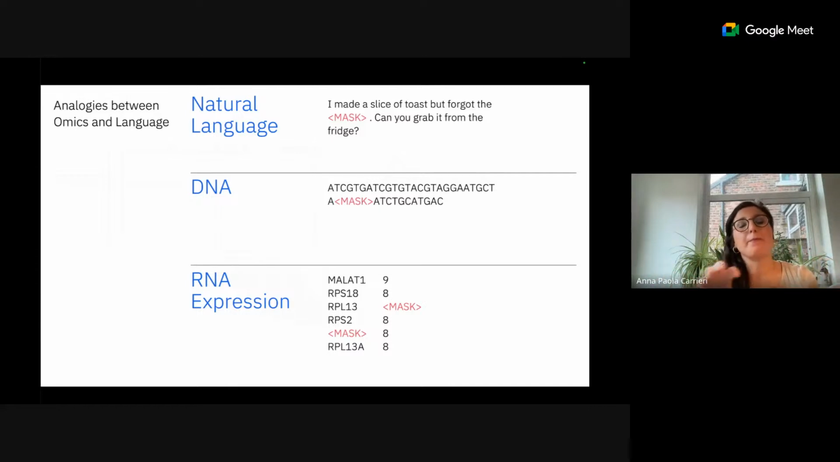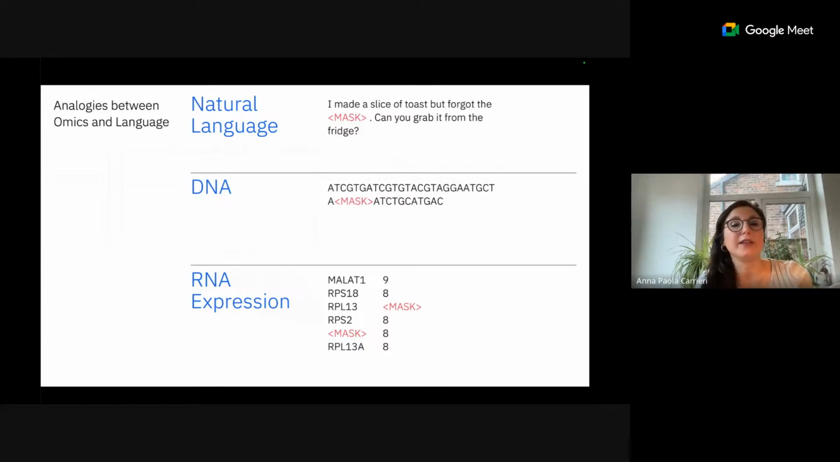And in that way, by learning the context like the human brain will do, it is able to fill a gap, so predict the word that is missing. Like in this example, you can see: I made a slice of toast, but forgot the, can you grab it for me from the fridge? That's probably butter, isn't it? So based on the context, like the human brain will do, it is able to predict that word, which is butter.